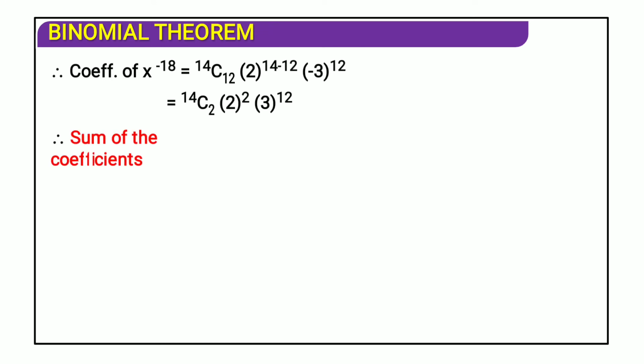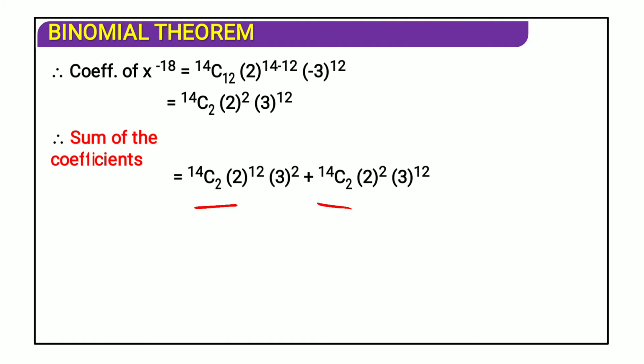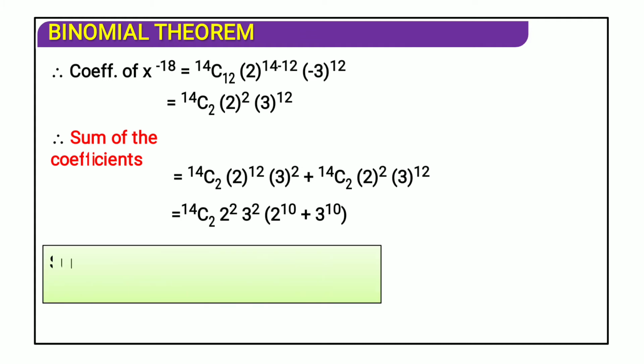Then like this, you can easily calculate the coefficient of x to the power minus 18 as well. We need to calculate the sum of all the coefficients, so add up both the coefficients and take out the common things. The common thing seems to be 14C2, as well as 3 to the power 2 and 2 to the power 2. So it seems to be 14C2, 3 square, 2 square, times (2 to the power 10 plus 3 to the power 10). Simply, the sum of the coefficients is this. We need not calculate the value of 2 to the power 10 as well as 3 to the power 10 here. This is our required answer. Hope you got it.